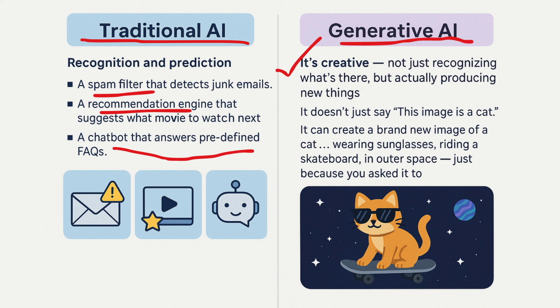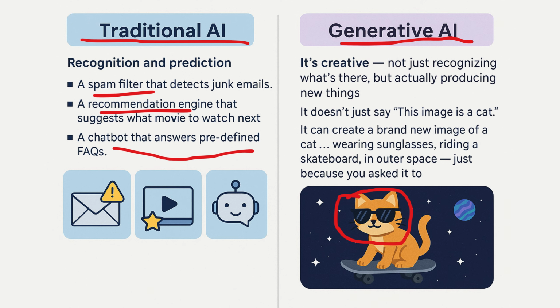But generative AI goes beyond that. It's creative, not just recognizing what's there, but actually producing new things. It doesn't just simply say, "This image is a cat." Whereas it can create a brand new image of a cat, wearing sunglasses, riding a skateboard, in outer space, just because you asked it to.